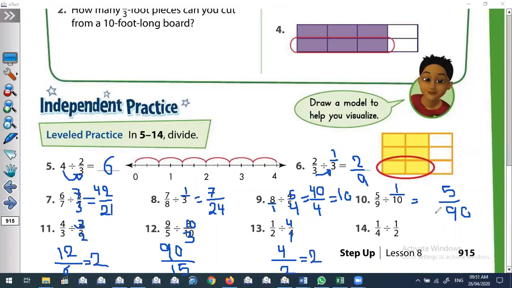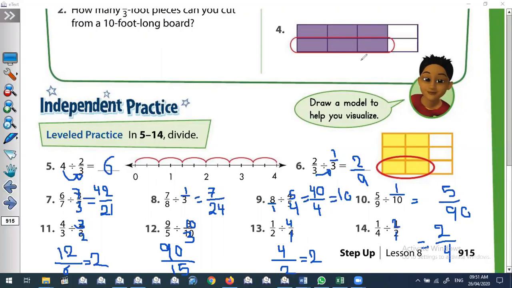Here we are going to flip. 1 over 2 will be 2 over 1. Now multiply. 1 times 2 is 2. 4 times 1 is 4.